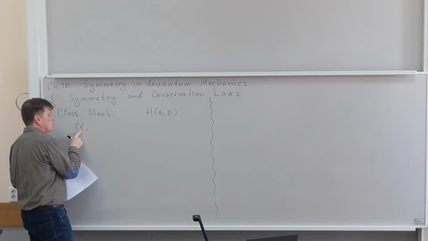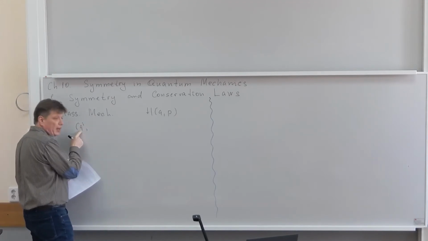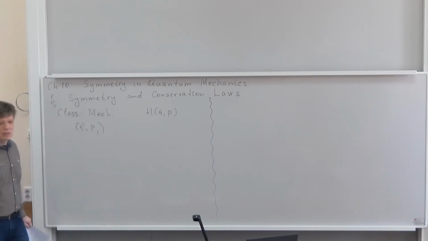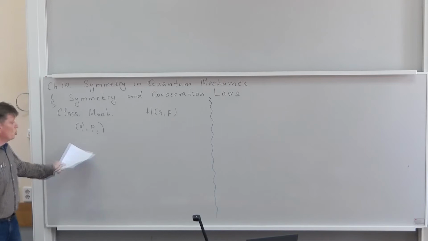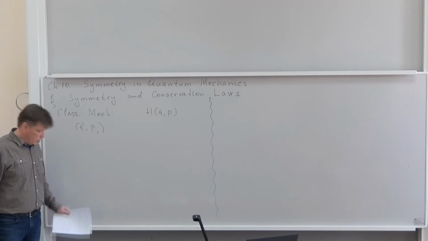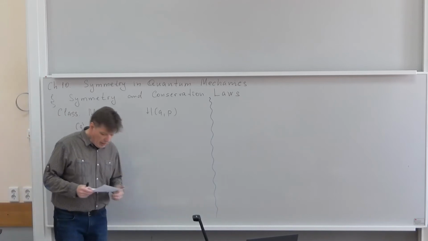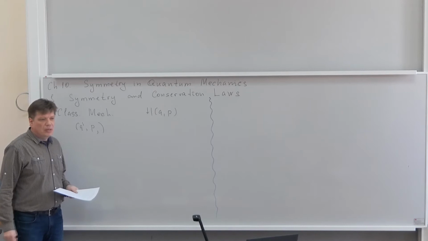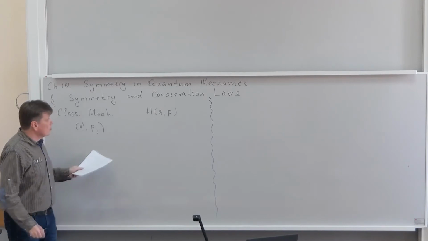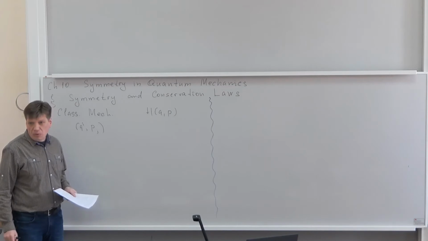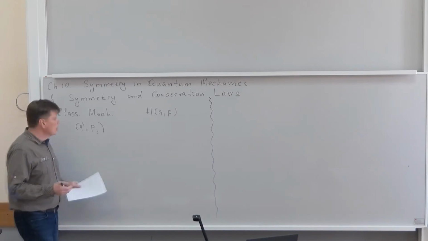That is a set of position coordinates, generalized coordinates q_i, and the conjugate momenta p_j. These are supposed to satisfy the canonical Poisson bracket relations. And now by symmetry transformation, or just symmetry, we understand any canonical transformation of the phase space that leaves invariant the Hamiltonian. What does it mean?